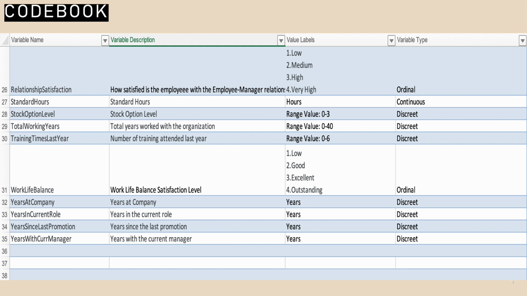These three are range-based values which can be counted and are in the form of integers, so that makes them discrete. And at last we have four variables which are year based: years at company, years in current role, years since last promotion, and years with current manager. All are integers that can be counted, so that makes them discrete variable type.